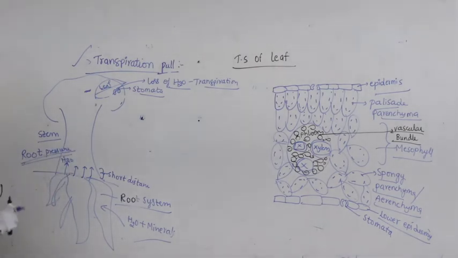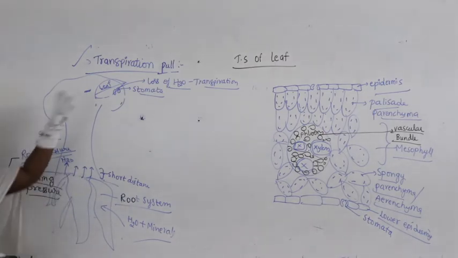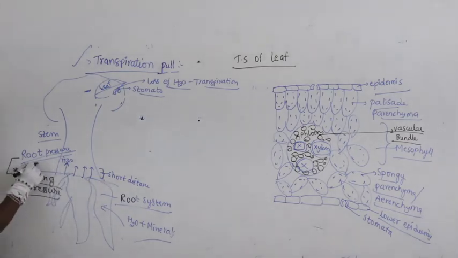So what are the things you have to understand? Root pressure is called a pushing pressure. That means it lifts the water for a very short distance. It lifts and gives the water to the stem, to the shoot, for a very short distance. That's why we call root pressure a positive pressure. Moreover it is positive hydrostatic pressure, and it is considered a pushing pressure.